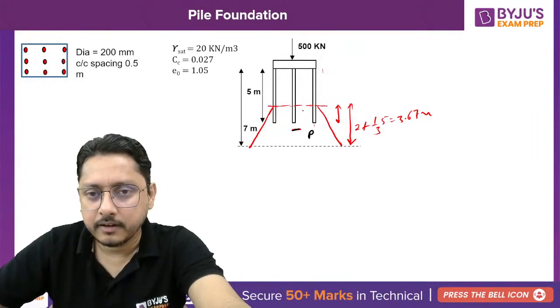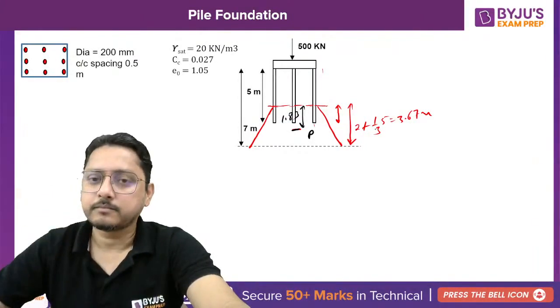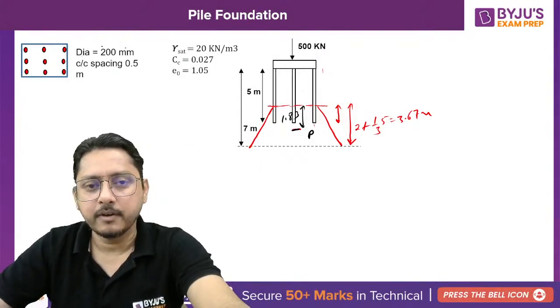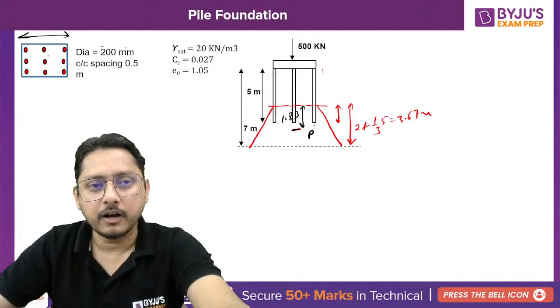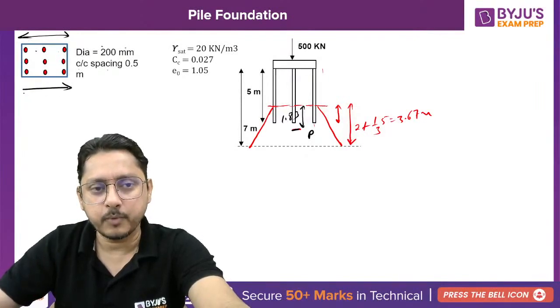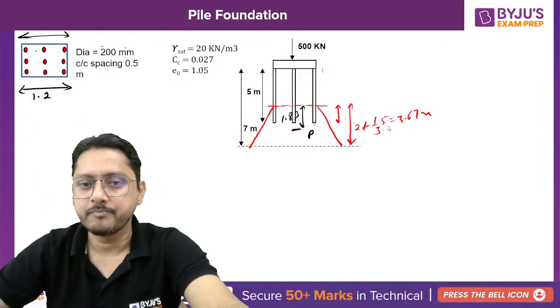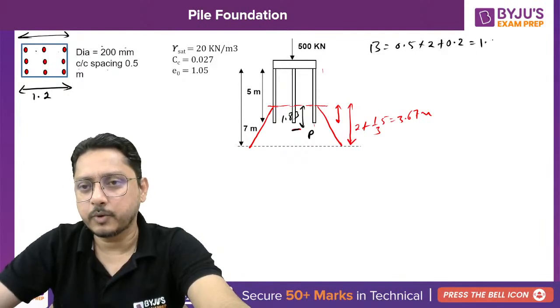Now consider the point here. This height will become 1.83, right? Already they have given the dia of the pile, that is 200 mm. And center to center spacing is 0.5 meters. So the width will become 0.5 plus 0.5, and half of that from here 100 mm plus 100 mm, that is 0.1 plus 0.1, and the width will become 1.2. So 1.2 by 1.2 is your dimension of your pile group, isn't it? I'll write it down, that B will become 0.5 into 2 plus 0.2, which is 1.2.